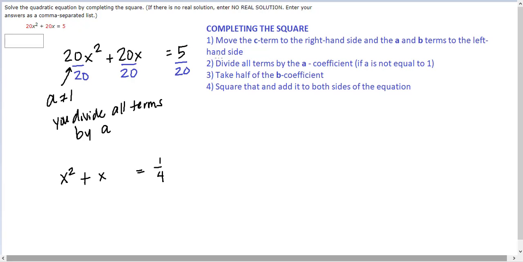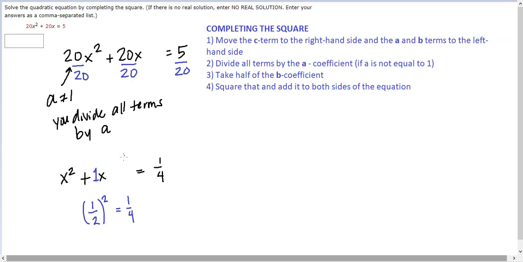So we're on step 3 here now. We're going to take half of the b coefficient. This b coefficient right here is just a 1, right? It's implied that it's 1. So we take half of 1. In this case, it's just 1/2. And then we're going to square that and add it to both sides. So 1/2 squared is 1/4. All right, so that's how we do this.